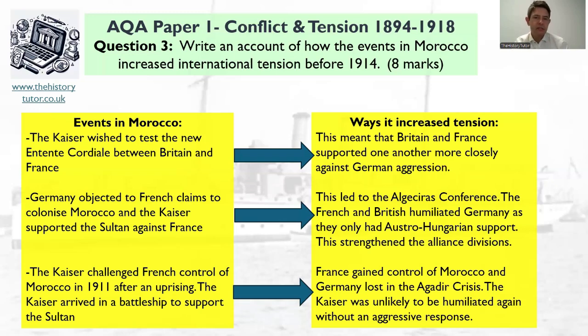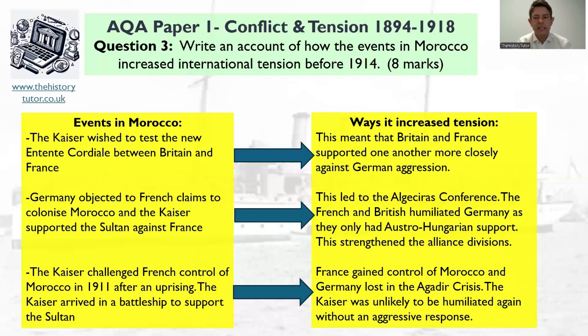So Germany objected to French claims to colonize Morocco, and the Kaiser supported the Sultan against France. So this causes obviously the Algeciras Conference, the first Moroccan crisis, and the French and British humiliated Germany as Germany only had Austria-Hungary supporting them. Everyone else was against them, including Italy, and this strengthened the Austro-Hungarian alliance and also strengthened divisions between France and Britain and Germany and Austro-Hungary.